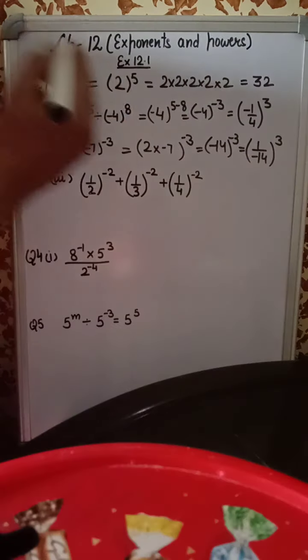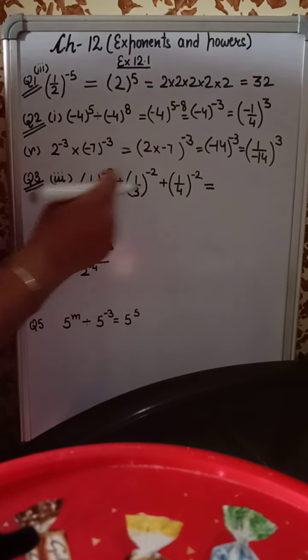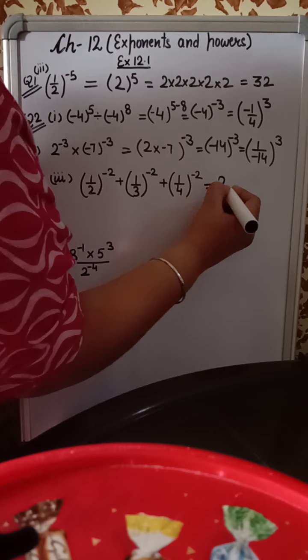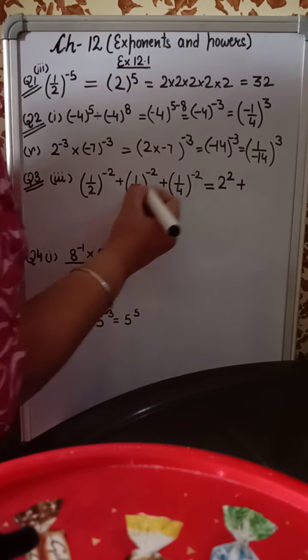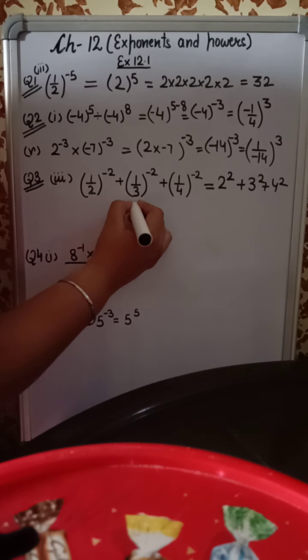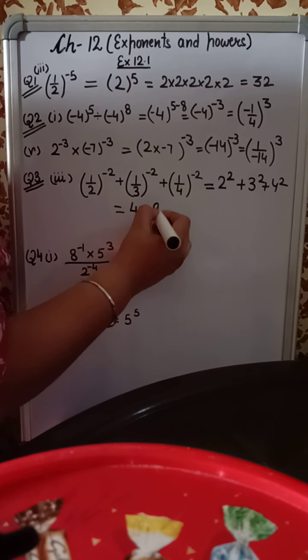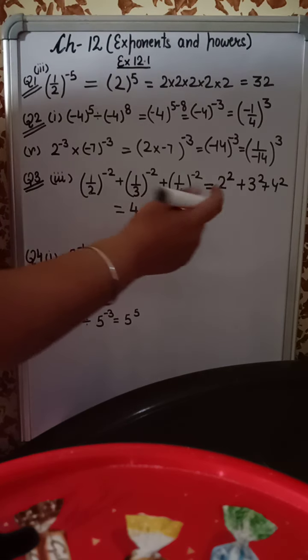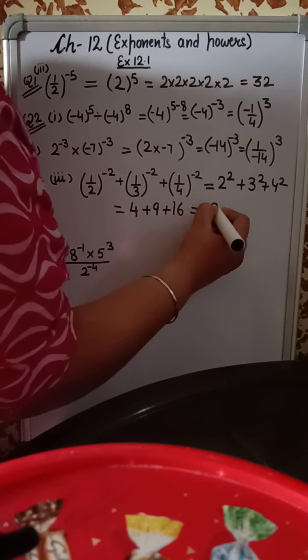Since all the powers are negative, we make it positive by taking the reciprocal. 1 by 2 raised to power minus 2 will be 2 raised to power 2 plus 3 raised to power 2 plus 4 raised to power 2. So this comes out to be 4 plus 9 plus 16. 9 plus 16 is 25. 25 plus 4 is 29.